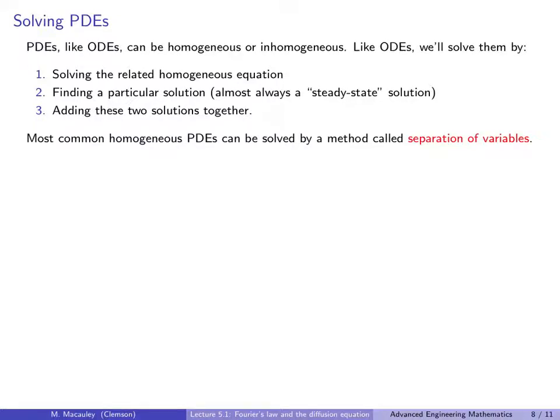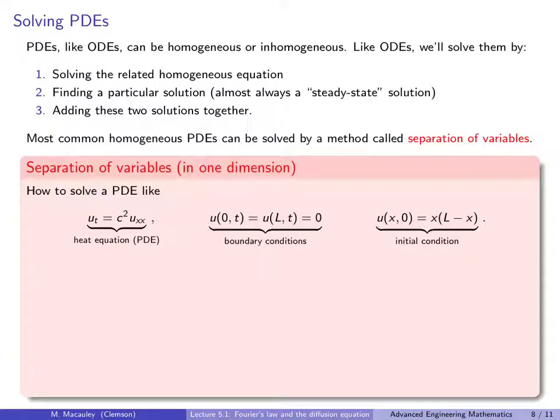So it's really just like what we're doing for ODEs. Most common homogeneous PDEs can be solved by a method called separation of variables. Sounds familiar. It's a lot like what we do for ODEs, but obviously more complicated. Here's a summary of how the method works in one dimension. So consider the following PDE, same one that we saw before. We first will assume that there is a solution of the following form: u of x, t equals f of x times g of t. So a function of position times a function of time.